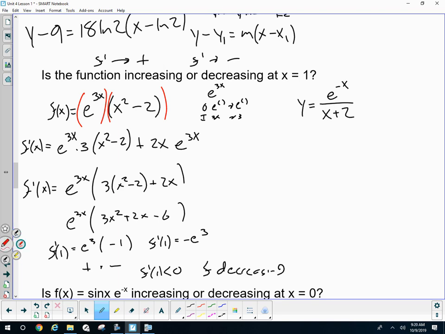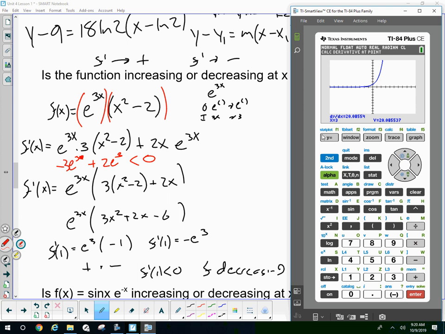If I went back here and plugged in 1, I would have had negative 1 times 3 e to the 3x, e to the third, because I'm plugging in 1, plus 2 e to the third. Negative 3 e to the thirds plus 2 e to the thirds is negative. So either way, you could have plugged in 1 at any point to find that the derivative of e to the 3x times x squared minus 2 is negative, which means my function's going down. We can see that if we graphed it.